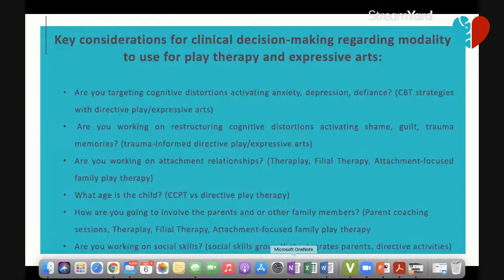So are you working on some of those attachment relationships? If you are, you may want to consider theraplay or filial therapy, or even attachment-focused family play therapy. That's a model that I developed because I liked having a way of having a little more freedom with my clinical decision-making to integrate in family members.